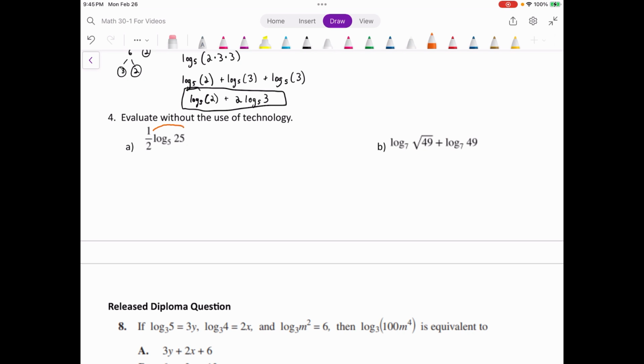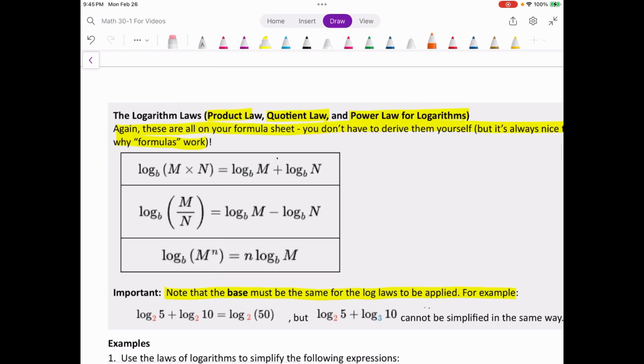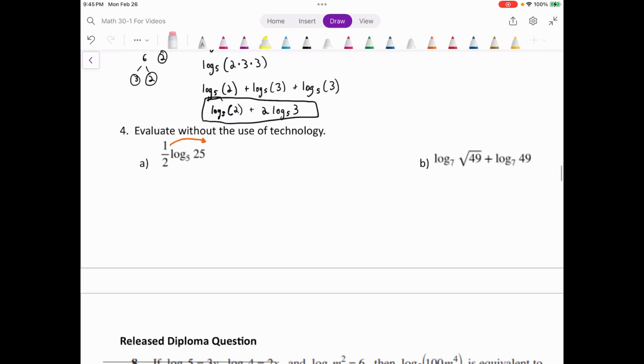So what we could do is bring that 1/2 up as an exponent, right? We could use this law here. Take the n and put it up on the m as an exponent, and that's equivalent based on our log laws that we spent some time proving. So that means this is the same as log base 5 of 25 to the power of 1/2. And 25 to the power of 1/2, hey, that's the same thing as the square root of 25, right? And hey, the square root of 25, that's just 5. And so now we've got this, log base 5 of 5.